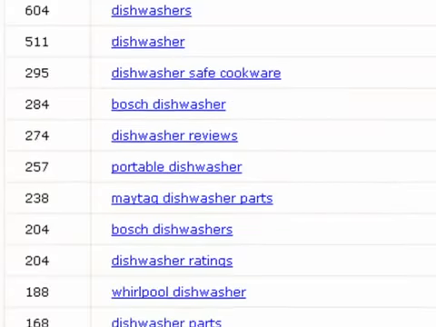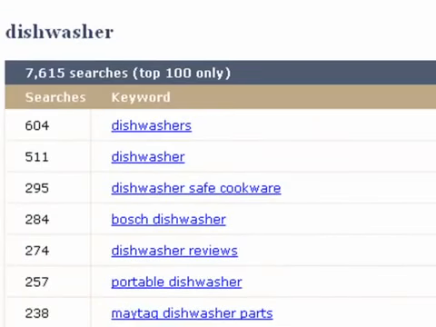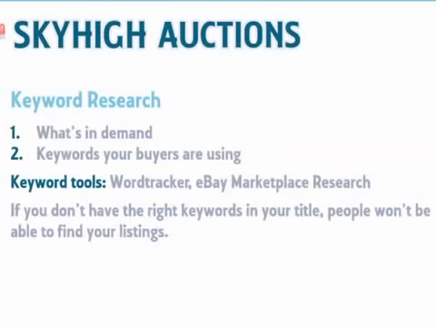This research will help you in two ways. A. It will give you a strong idea of what items you should be selling, that is, what is in demand. B. You'll find out what keywords you must include in your auction titles to best match the searches your buyers are using.